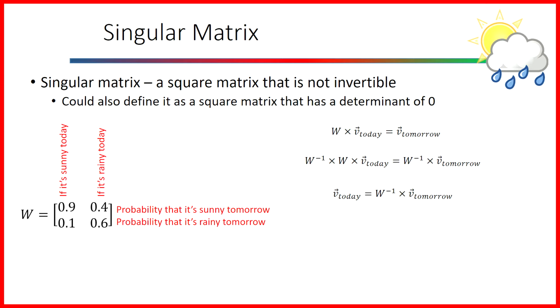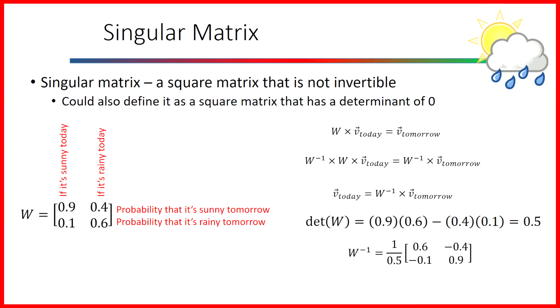Earlier in the lecture, we learned that for a 2 by 2 matrix, we can compute the inverse by flipping the top left and bottom right entries, putting negatives in front of the top right and bottom left entries, and multiplying by 1 over the determinant. Okay, so the determinant is equal to 0.9 times 0.6 minus 0.4 times 0.1, which is equal to 0.5. Since the determinant is not 0, we know that W is not singular, and it does have an inverse. We also know that the inverse will be equal to 1 divided by the determinant times 0.6, negative 0.4, negative 0.1, 0.9, which is equal to 1.2, negative 0.8, negative 0.2, 1.8.